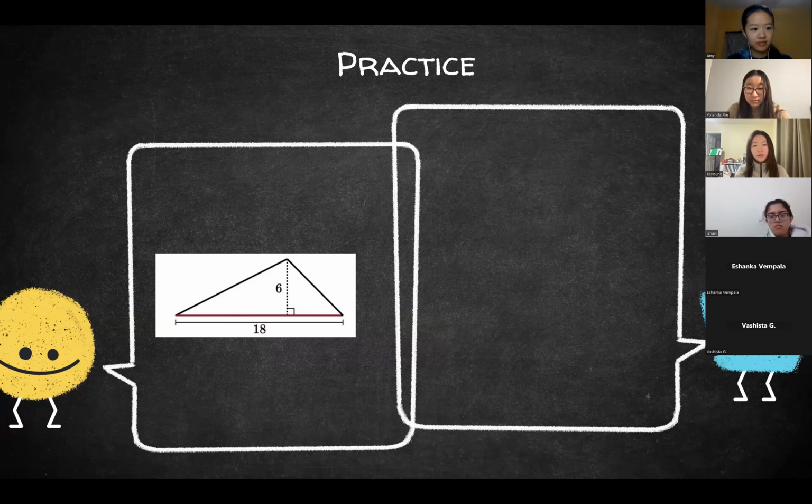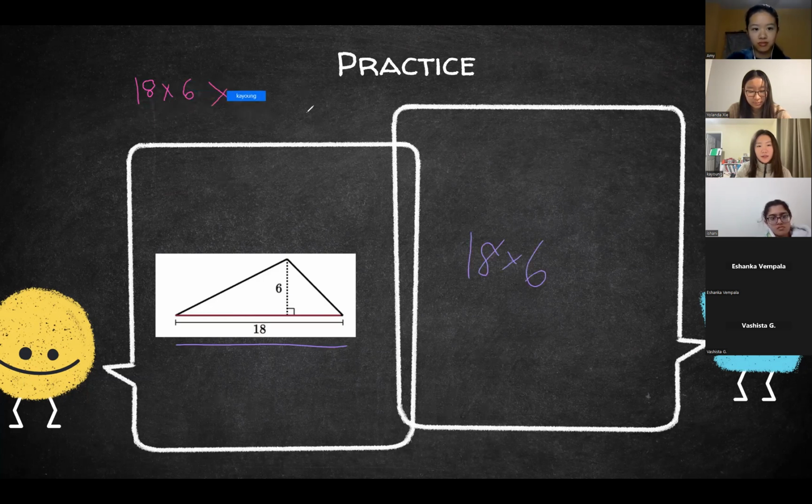Yep. You guys are right. So let's do it together. We have base, which is 18, times height, which is 6, times 1/2. Can you guys see? Sorry. That is 54.